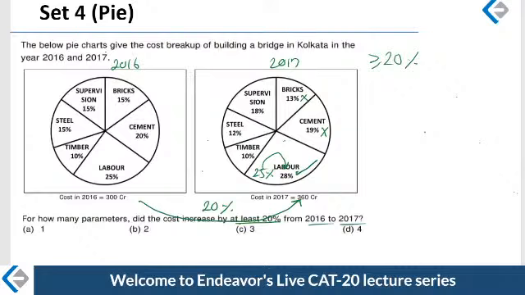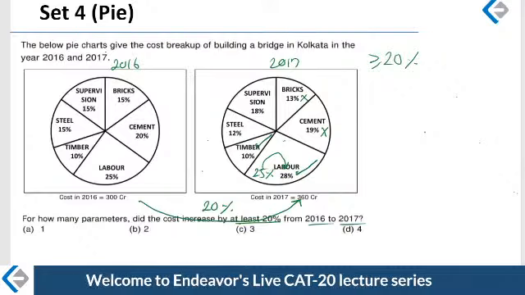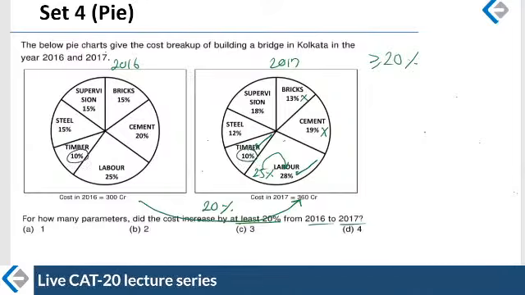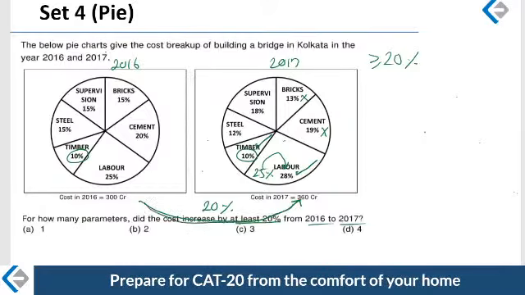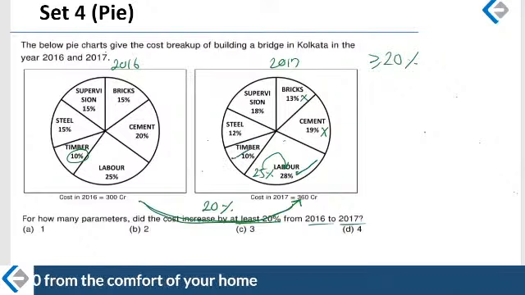Labor is fine. Now look at the timber, 10 and 10. Timber is in. Why? Because he just held on to the same number, 10 and 10, and the base itself has grown by 20%. Therefore, naturally, that expense would have grown by 20%. Next one, steel, 15 and 12. Therefore, it is out.